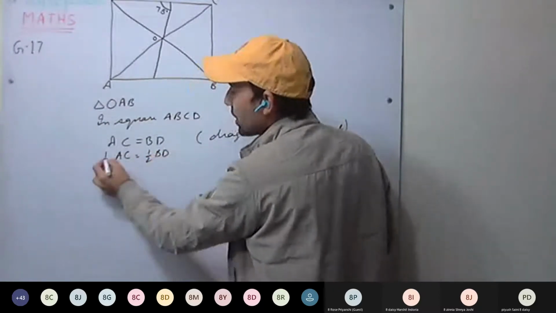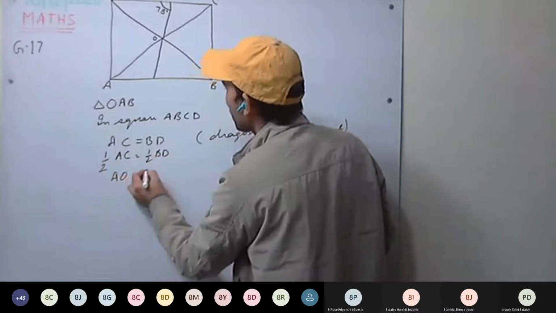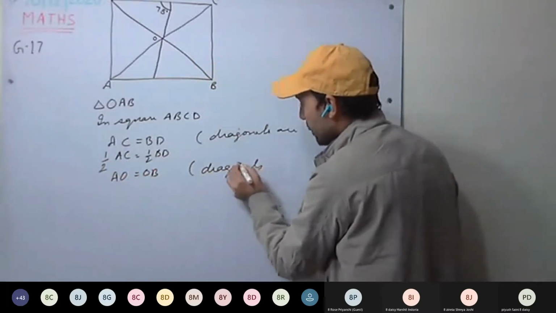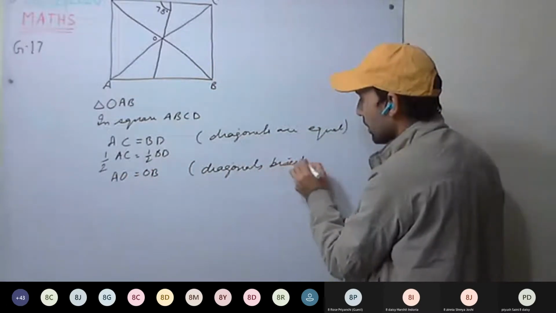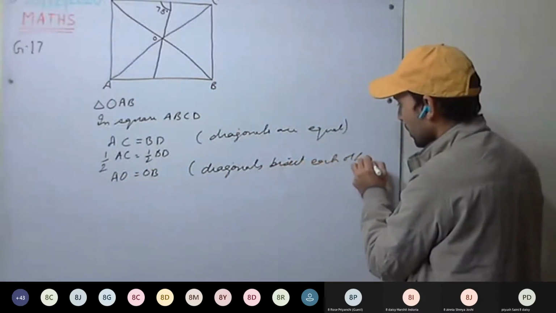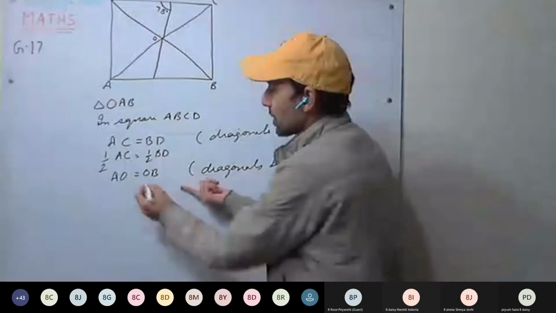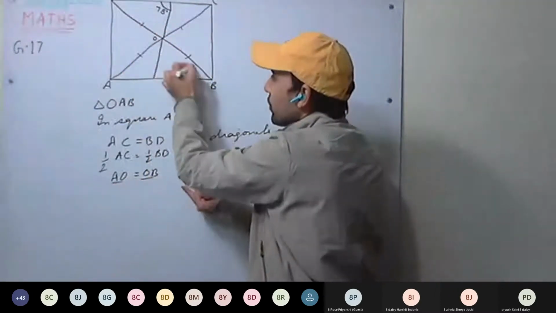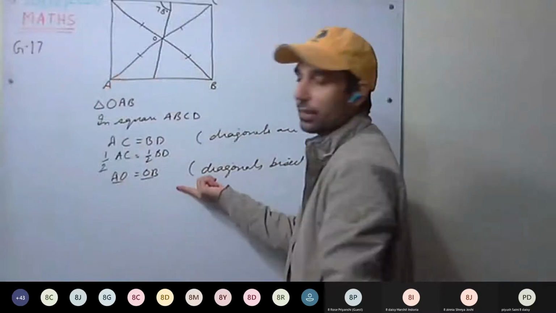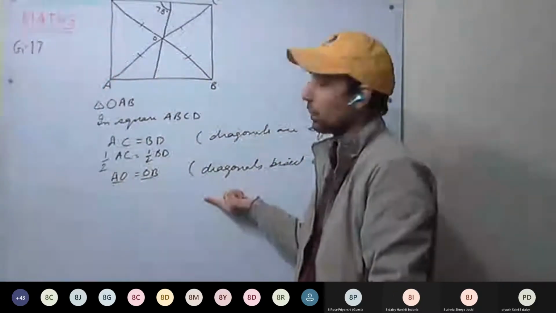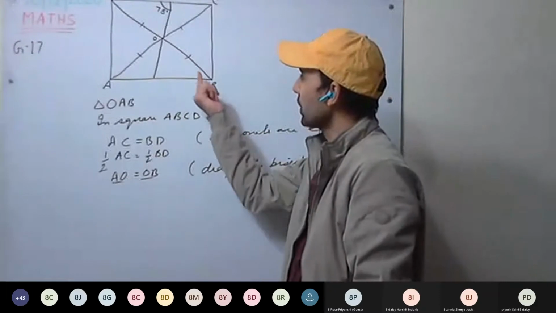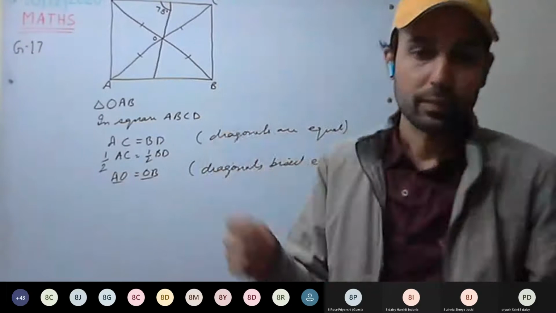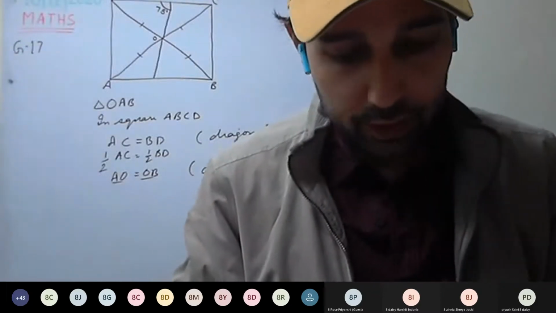Or this step you don't need to write. Therefore, AO equal to OB you can write, because diagonals bisect each other. So in a triangle, if two sides are equal, it is an isosceles triangle. Okay, you can write last time. In triangle, AO equal to OB, therefore this is an isosceles triangle. Okay. Now find angle XOD.